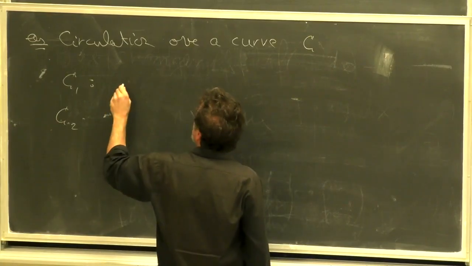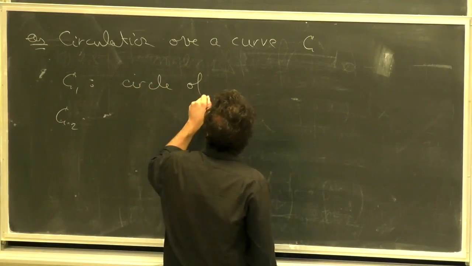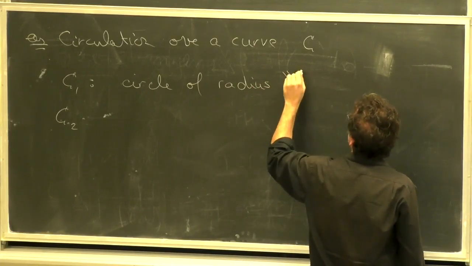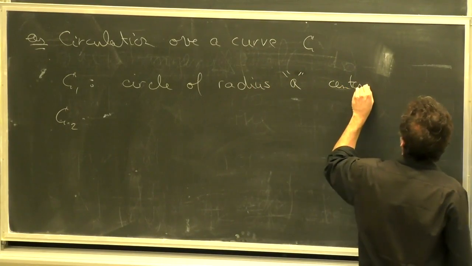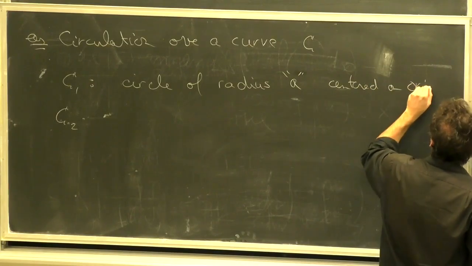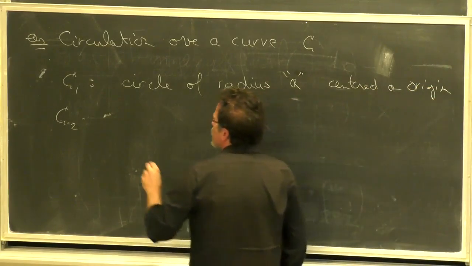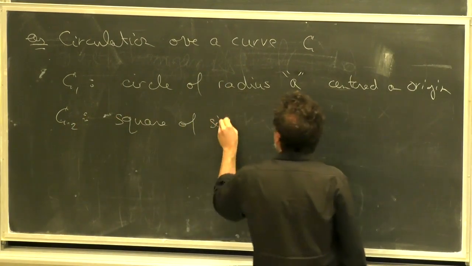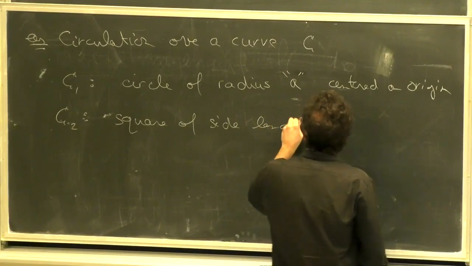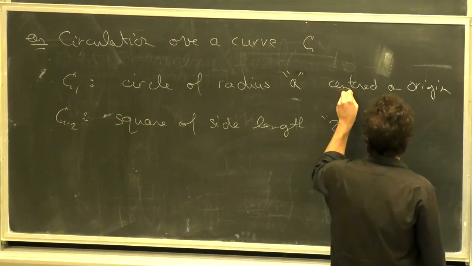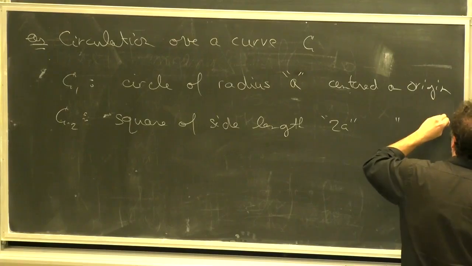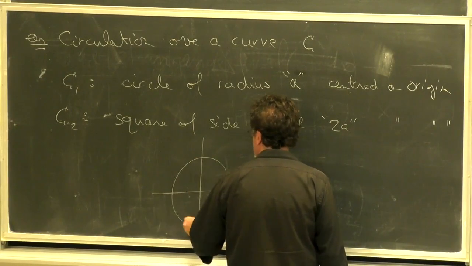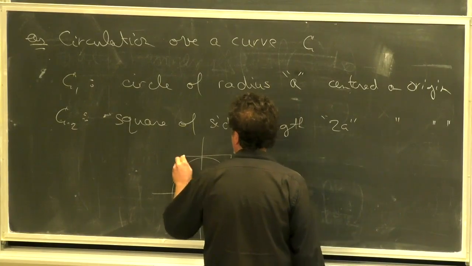C1 is going to be a circle of radius A centered on origin. And C2 is going to be a square of side length 2A centered on origin. Okay? So we're going to consider two different curves, this curve right here and this curve right here.